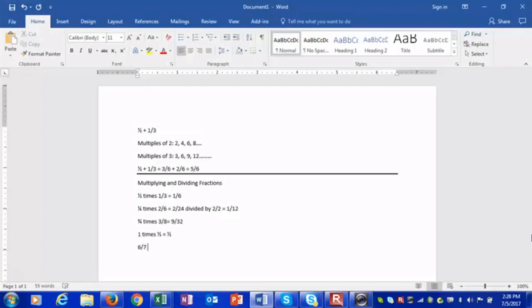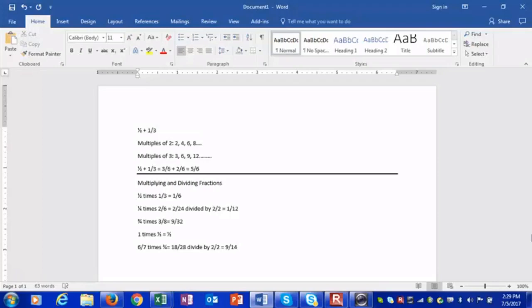Okay? 6/7 times 3/4 equals. What's 6 times 3? 18. What's 7 times 4? 28. Now 18 over 28, can that be reduced? Yes or no? And if so, by what? I'm thinking divide by 2 over 2. 18 divided by 2 is just 9. 28 divided by 2 is 14.